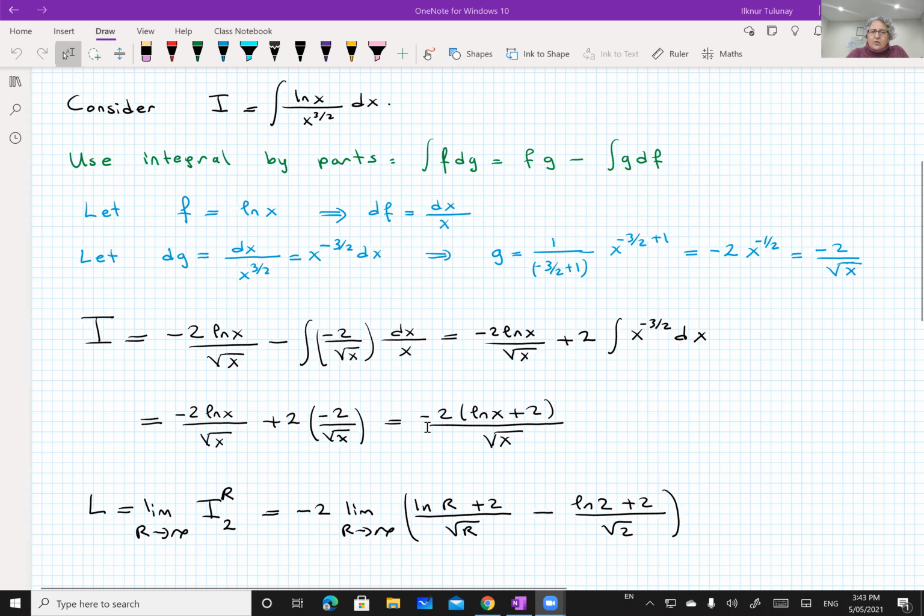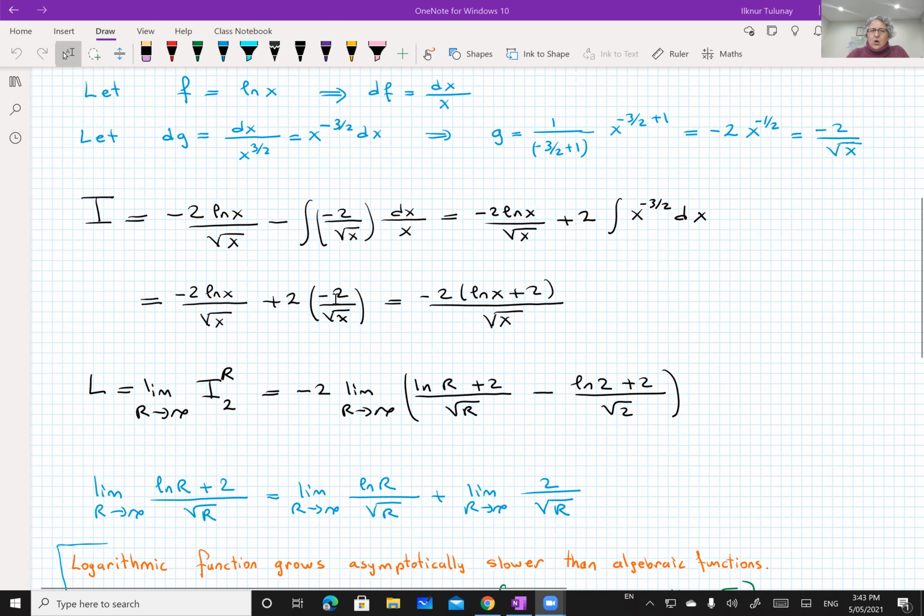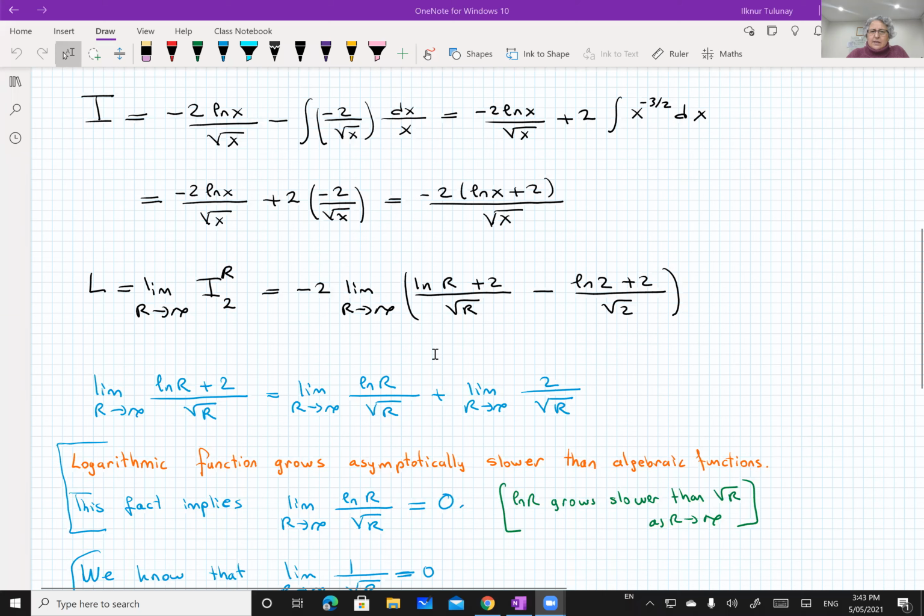So eventually we have minus 2 ln x over root x, and since we are taking minus 2 out, that will be plus, with the root x here. Then L is the limit of the integral with boundaries 2 to r. So minus 2 is a constant and can go out. And putting the boundaries in, we have ln r plus 2 root r, minus ln 2 plus 2 root 2. So this is a constant, nothing to do with the limit. So we only need to think about this limit.